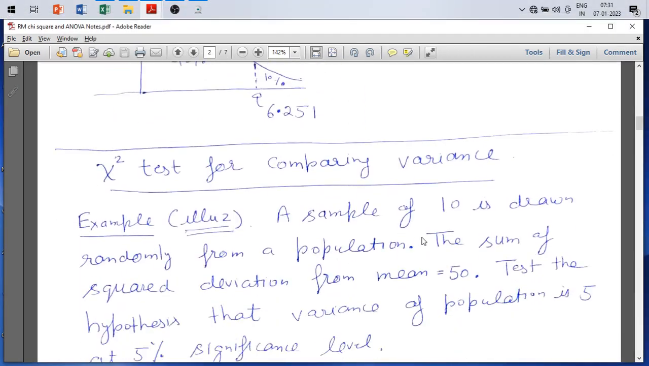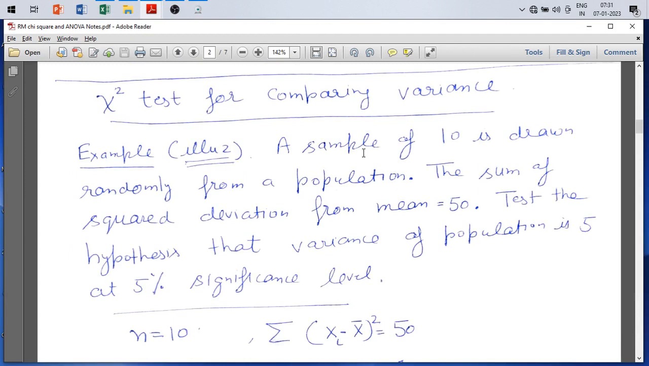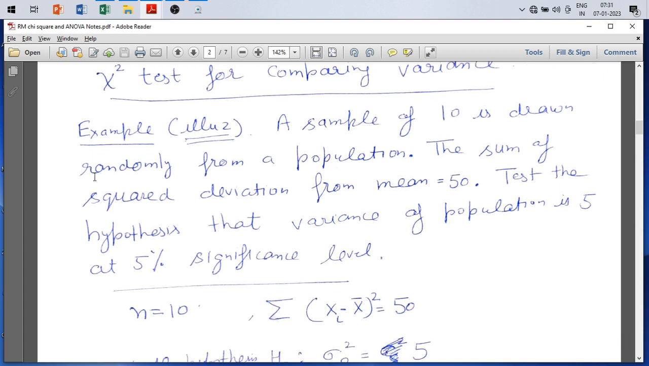Now, what is the use of the chi-square test? It is used in different situations, and basically 3 situations we are going to discuss, with some examples of each situation. One is the chi-square test for comparing variance. I'm just doing this example, which is Illustration 2 in the textbook.